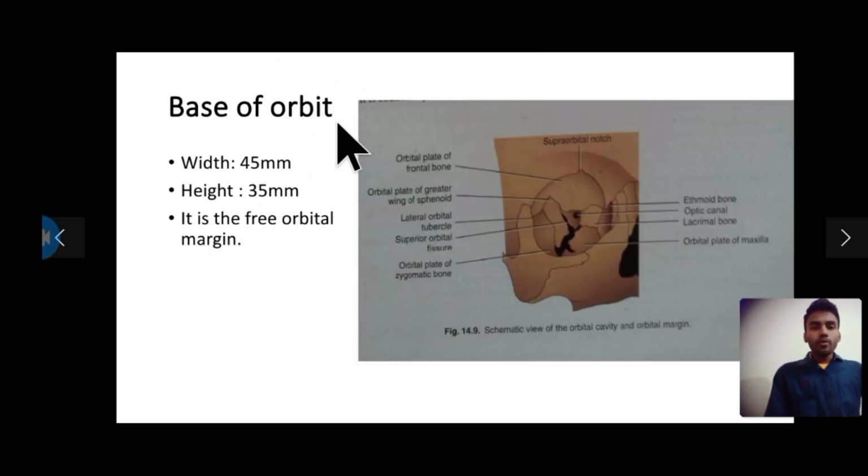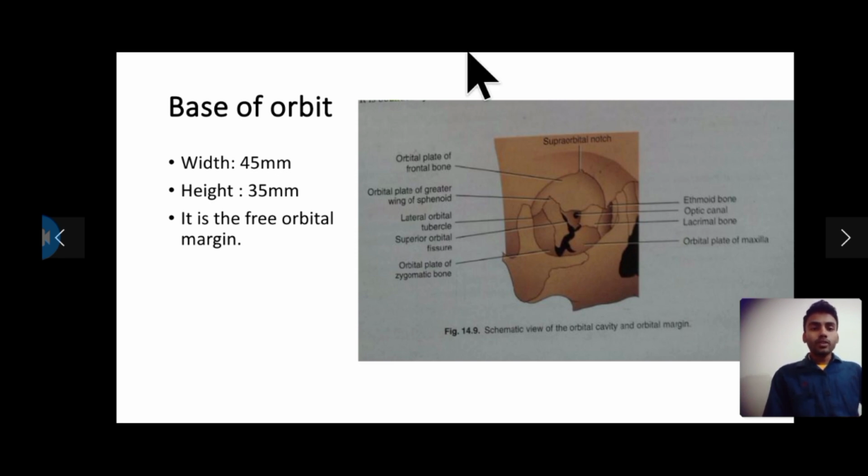Now we will learn about the base of the orbit. So what is the base of the orbit? In our previous slide, we discussed that the orbit is quadrangular pyramid in shape. So the orbit has 4 walls, and anteriorly it has openings. These openings of the orbit are the base of the orbit. So this is the base, and this base of the orbit is formed by the free orbital margin. Its width is 45 millimeter and height is 35 millimeter.